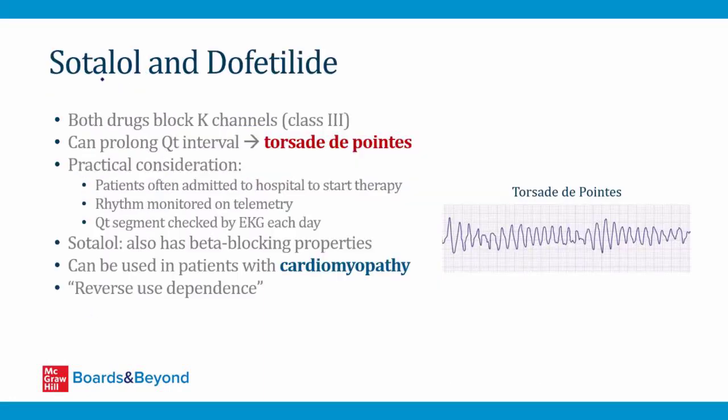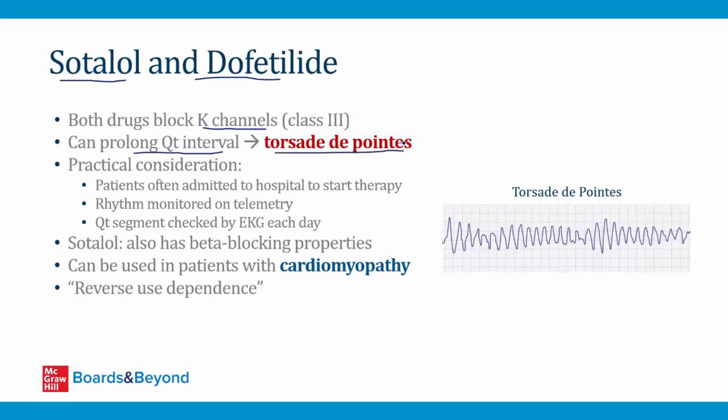And then TFTs to make sure the thyroid is normal, and liver function tests also to make sure the liver is normal. Okay, so now let's talk about some of the other class 3 antiarrhythmic drugs, and we'll start by talking about sotalol and dofetilide, which are relatively similar antiarrhythmic drugs. So like all the class 3 drugs, sotalol and dofetilide block potassium channels.